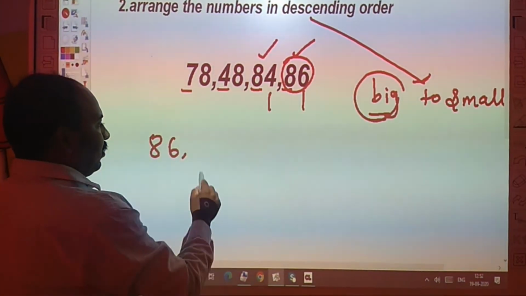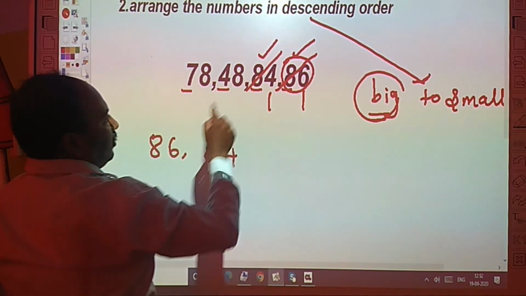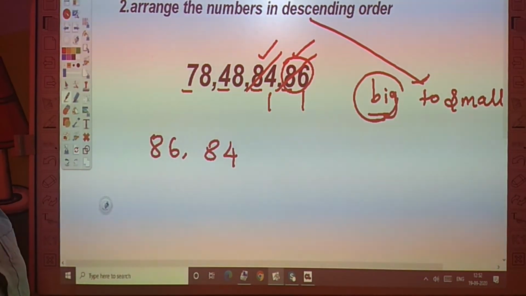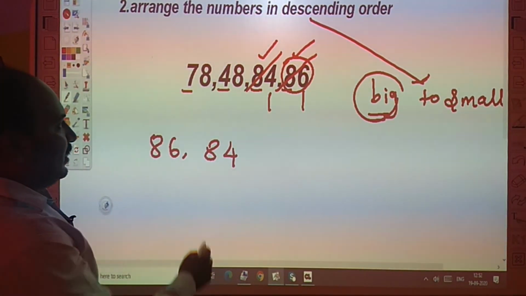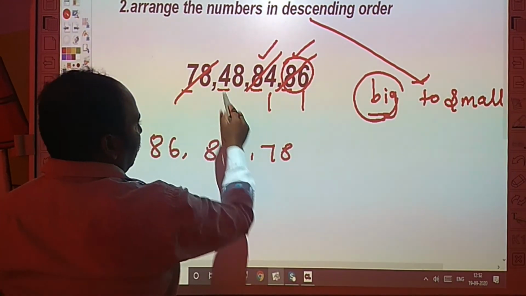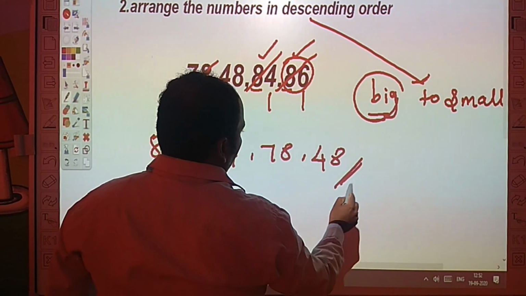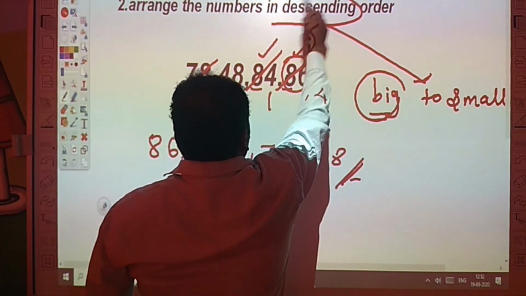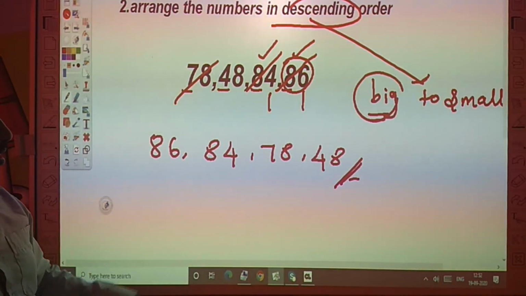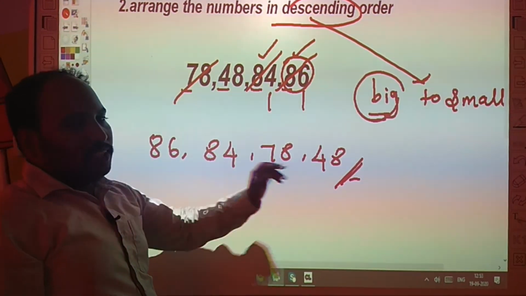The next one, 84. Remaining 78 and 48. 78 is the biggest of these, then remaining 48. Descending order means big to small: biggest of all 86, then 84, 78, 48.